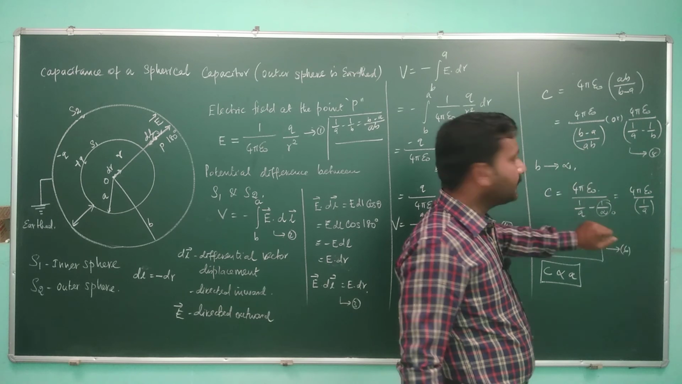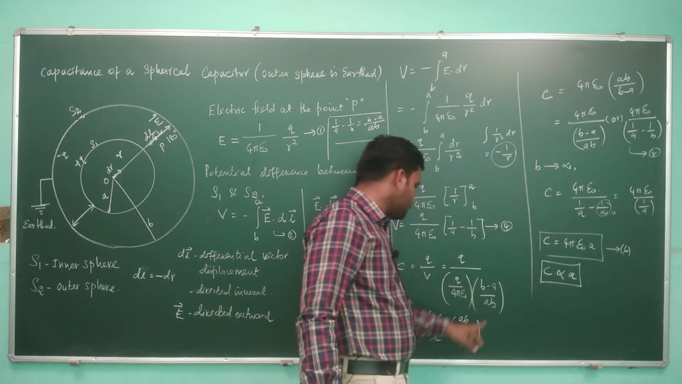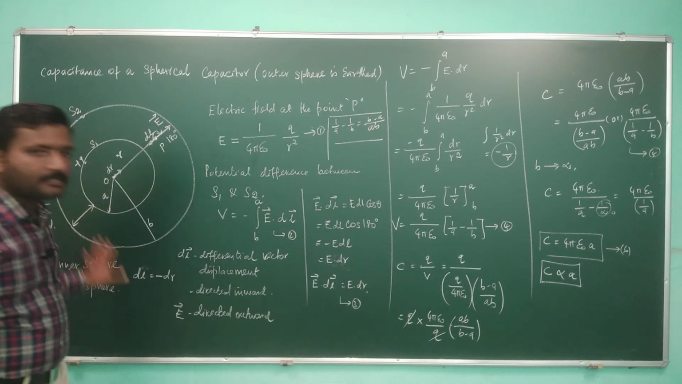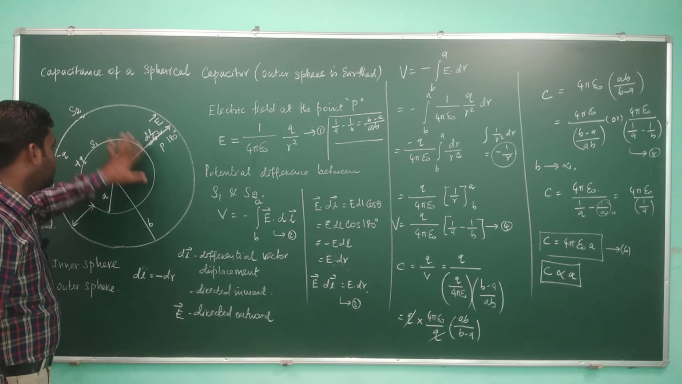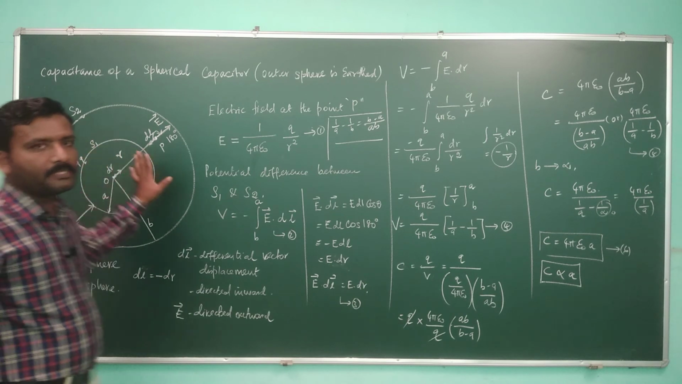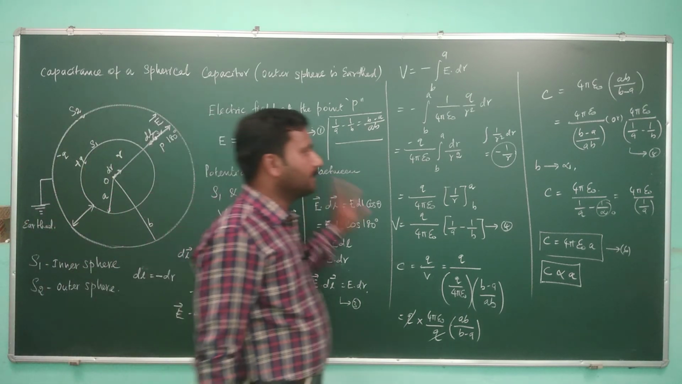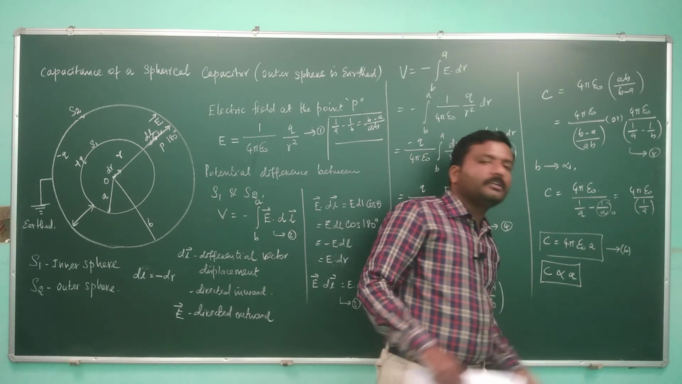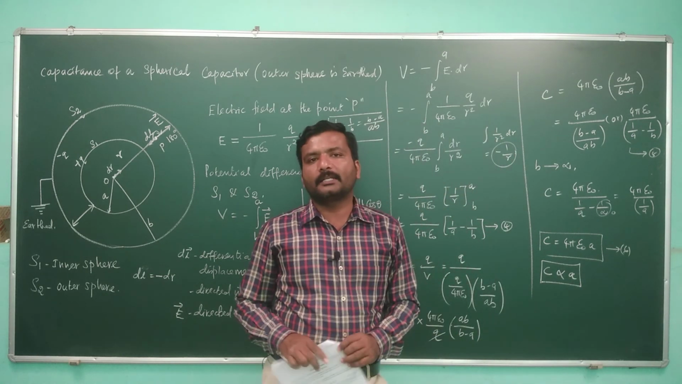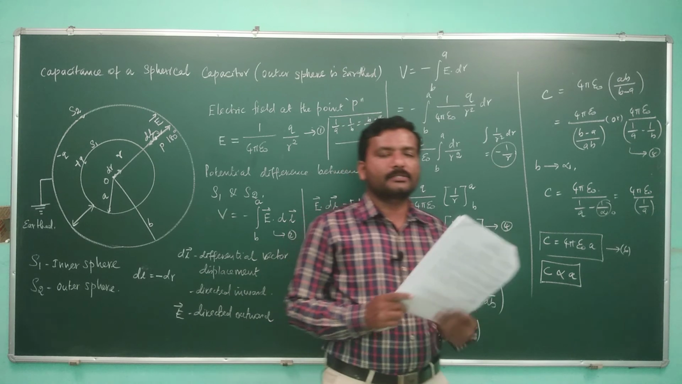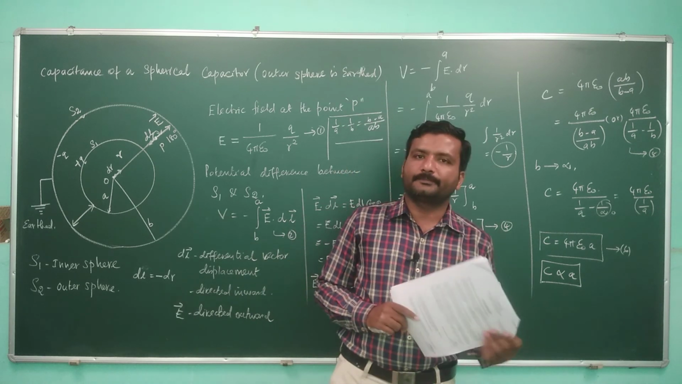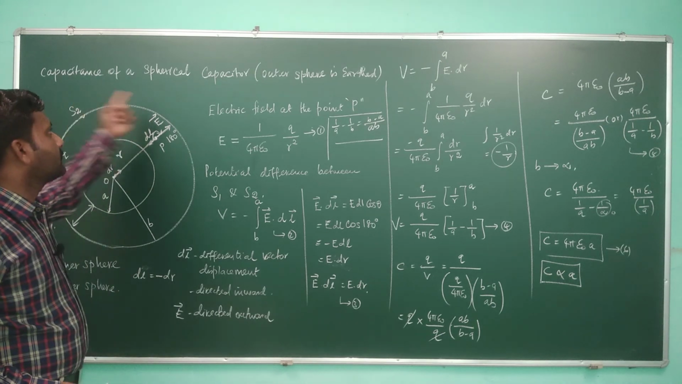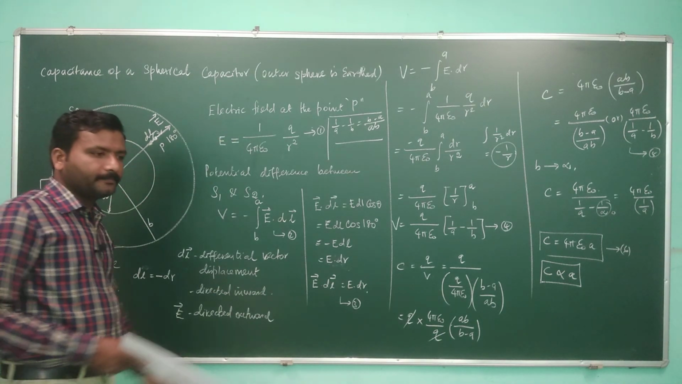We have assumed that b in this equation tends to infinity, which means the location of the outer sphere is at infinity. In this case, the inner sphere is positively charged. In that case, the expression for the capacitance becomes 4 pi epsilon naught a. From that, we infer that the capacitance is directly proportional to the radius of the charged conducting sphere. So these are all about the capacitance of a spherical conductor.